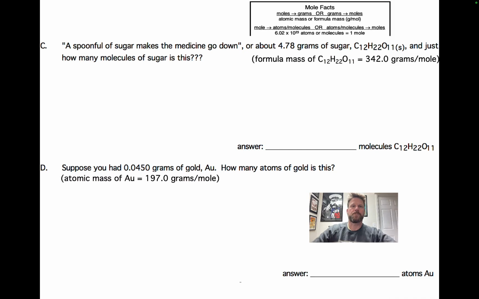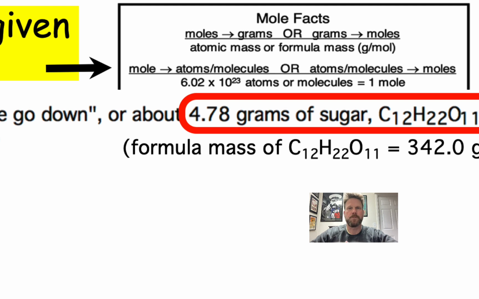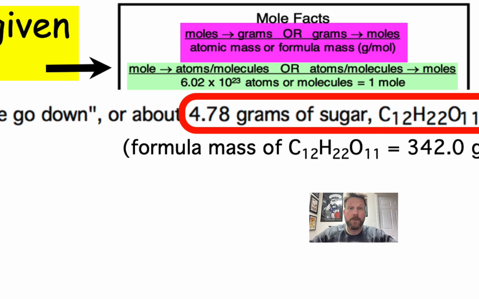How about another one? We have a spoonful of sugar, or 4.78 grams of sugar, and the problem asks for molecules of sugar. Start by looking at the mole facts. Is there a conversion that allows you to convert between grams and molecules? Nope. The only conversion factor with molecules in it is this one. 1 mole is Avogadro's number of molecules. No problem. Is there a way we can convert from grams to moles so that we can use Avogadro's number? You bet. We can use the molar mass to convert from grams to moles.